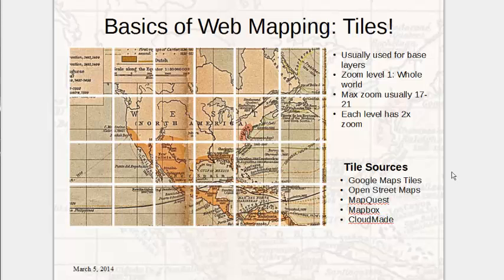On the right here is a list of a couple of popular tile sources. You can generate your own tiles, but for a lot of types of mapping, it's easier just to use somebody else's. Google Maps has tiles you can use. OpenStreetMap has tiles. MapQuest has some nice tiles that you can use for free. And Mapbox and CloudMade both have tiles that you can use for free if you're under a certain number of map views per month. Otherwise, you can pay, but you get a lot of customization options with those.